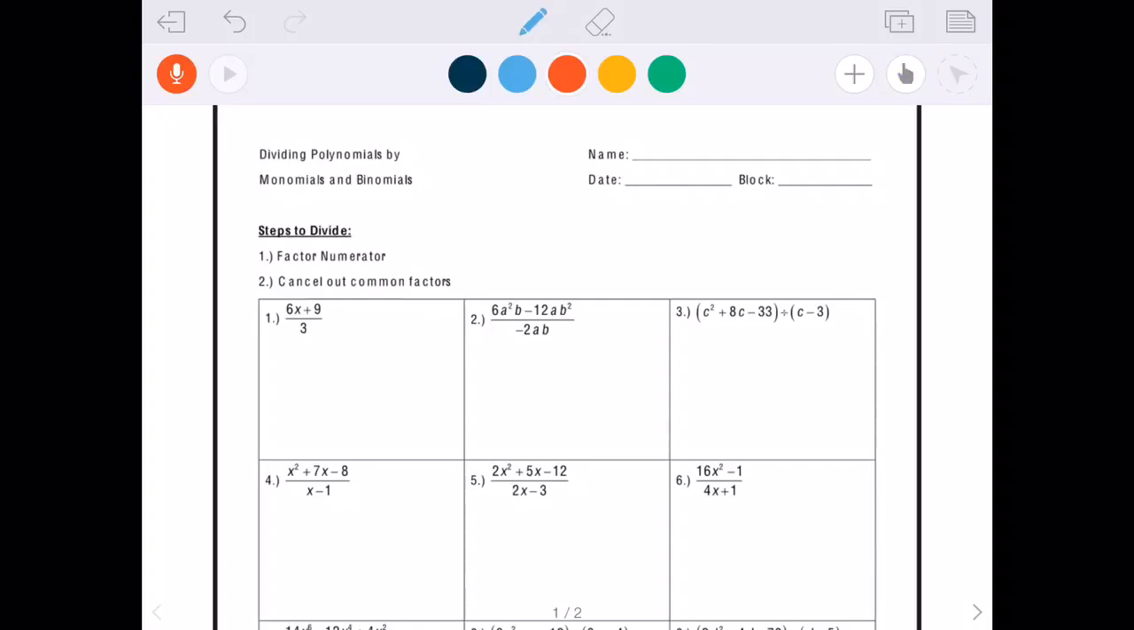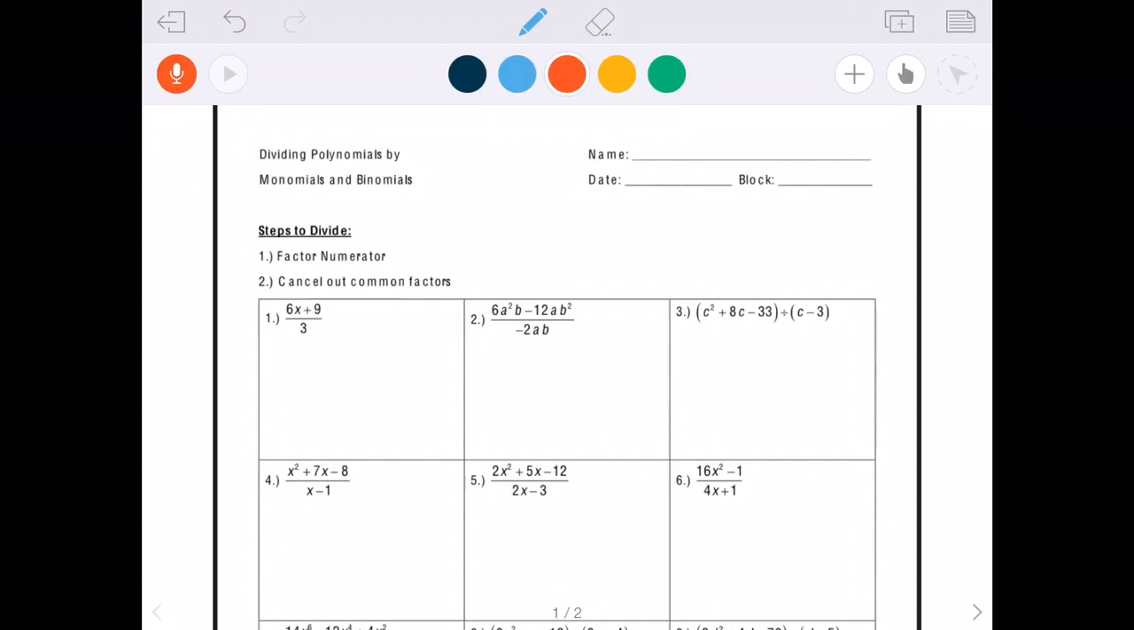This video is going to be on dividing polynomials by monomials and binomials. Before we get started, let's remind ourselves a monomial is something with one term. Right on the screen, numbers 1 and 2 are dividing by monomials. They're one term. Binomials are two terms. So 3, 4, 5, and 6 on this page are all dividing by binomials. So we're going to start with binomials.